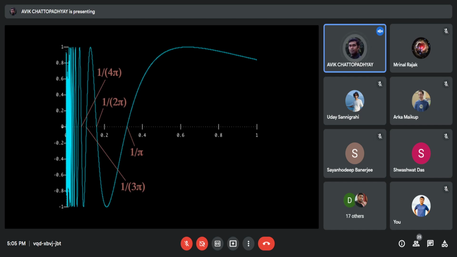It is not a periodic function, so the Fourier series concept is not applicable. You cannot find the Fourier series because it is not a periodic function. Then just draw the picture and you will get the 5 marks. For this one line answer, just draw the picture, the nature of sin 1 by t, that's all.